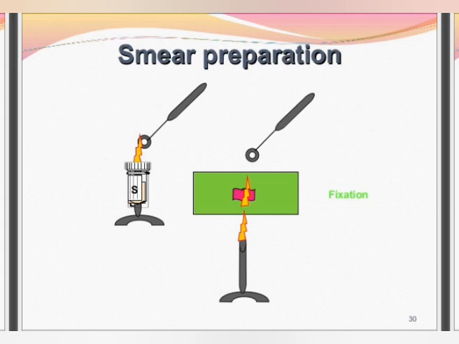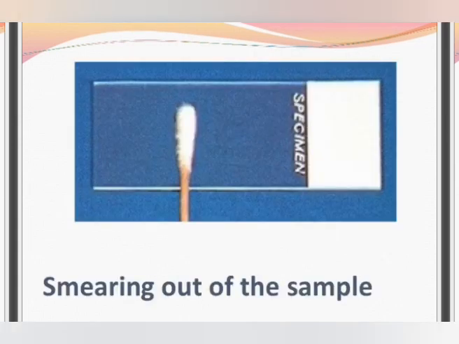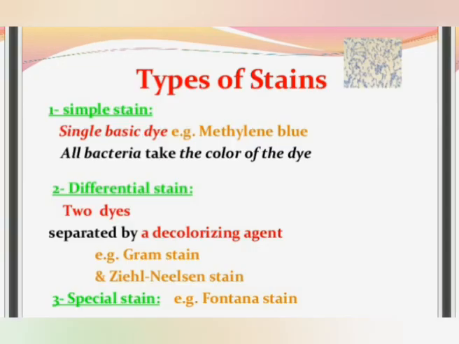Smear preparation: take a clean glass slide and place one drop of normal saline on it, and with the help of an inoculation loop, take a smear and fix the smear with the help of a burner. And smearing from the direct samples. Types of stain: simple stain, differential stain, and special stain. Special stain, for example Fontana stain, is used for Treponema, and differential stains are Gram stain and Ziehl-Neelsen stain. Simple stain uses a single basic dye, for example methylene blue, and all bacteria take the color of the dye.